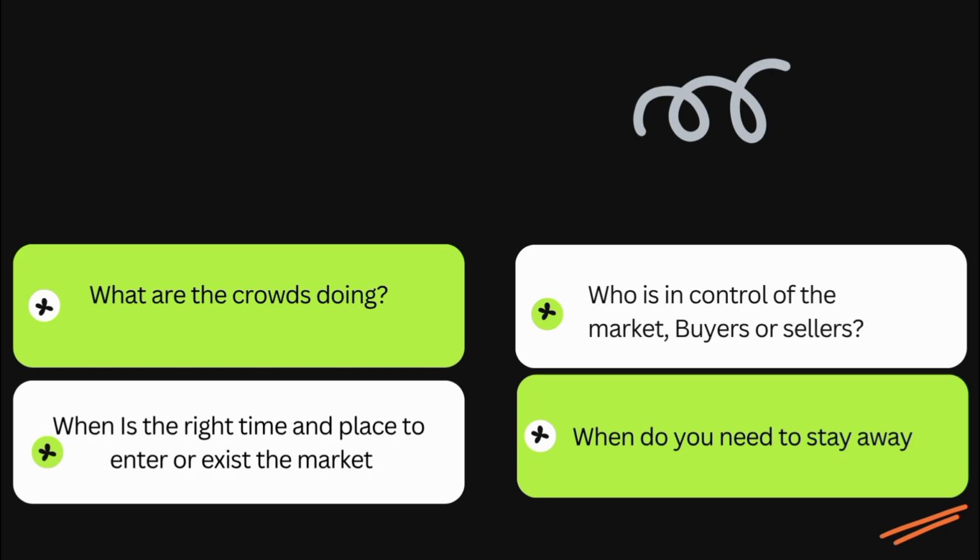What are the crowds doing? Who is in control of the markets, the buyers or the sellers? What is the right time and place to enter or to exit the market, and when you need to stay away?